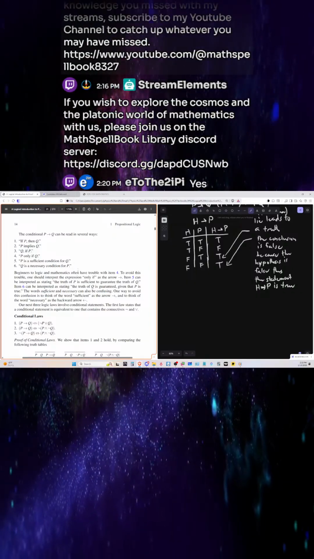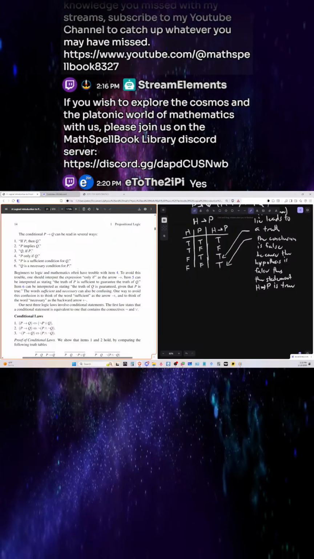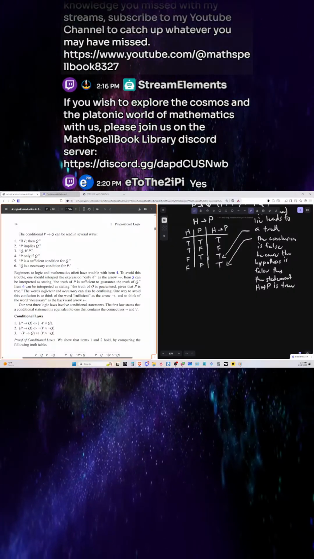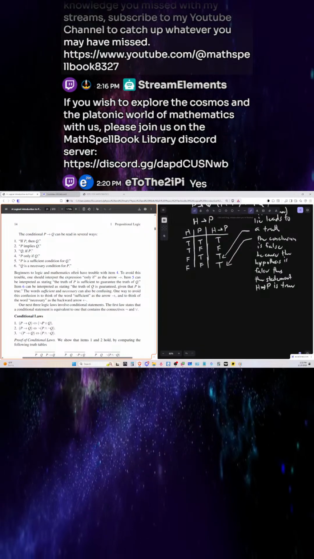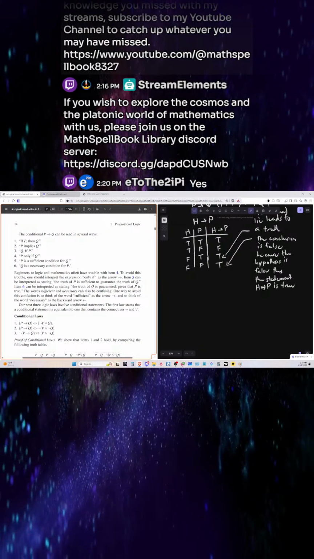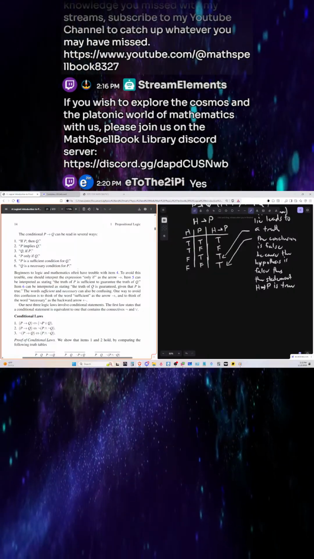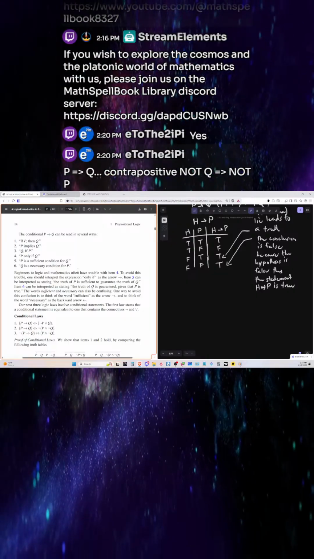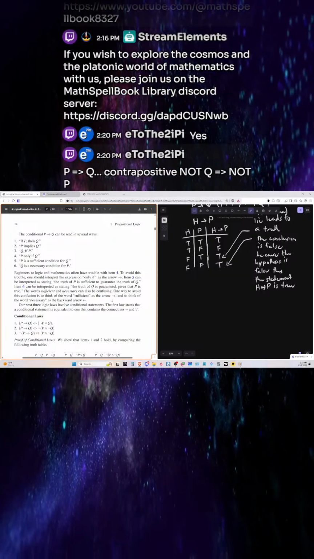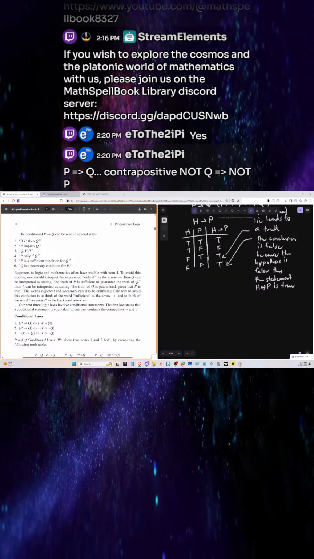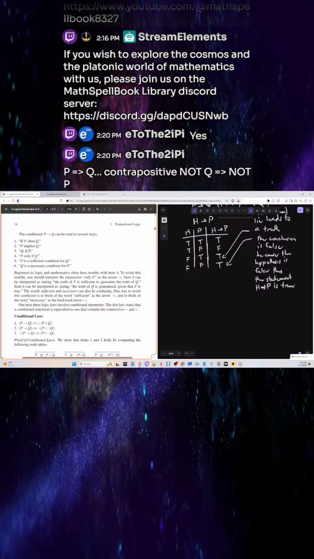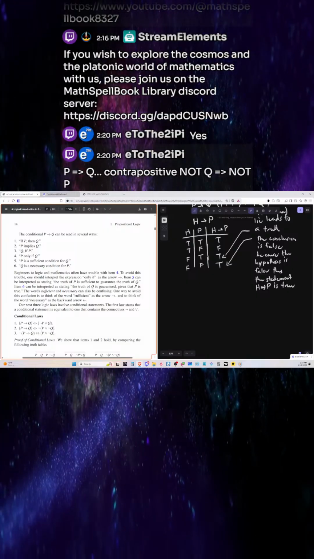Okay. One way to avoid this confusion is to think of the word sufficient as the arrow, and to think of the word necessary as the backwards arrow. Oh, there are two arrows? Huh. Oh, because this is Q. Yeah, that's why. So it leads to Q. Like it implies Q.